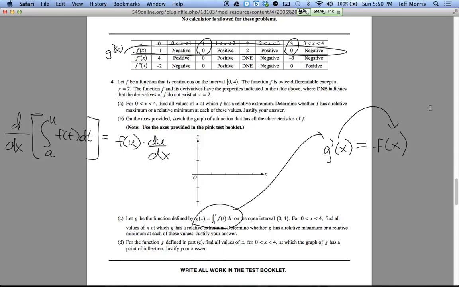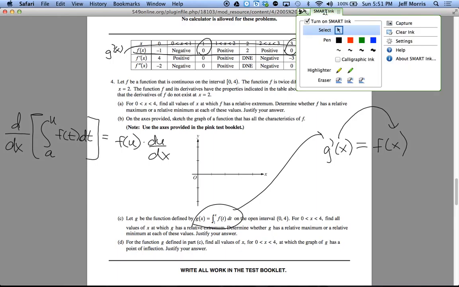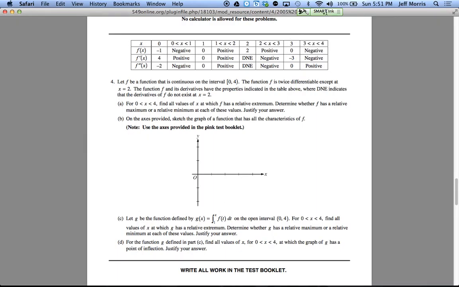Positive to negative. You could say f, because g prime is f. That would be okay. The slopes of g change from... You need to say which one. So if you say the min, you need to say the slopes change from negative to positive, and then if the max, you need to say slopes change from positive to negative. Just make sure you get the order correct. Slopes is fine. You can use the word slopes, and that's totally fine.